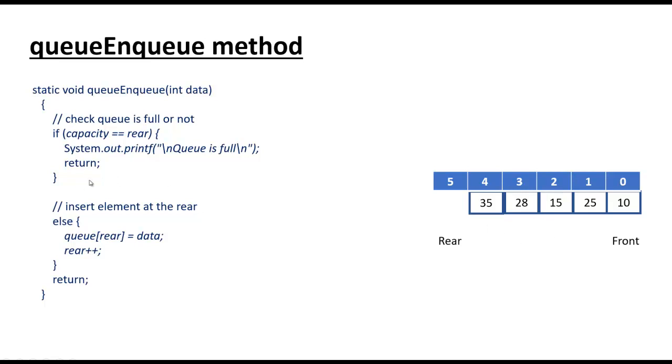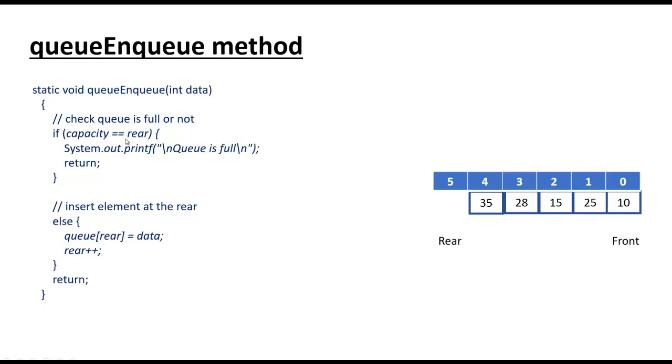Now, if the queue is not full, it will go into that else condition and put the data which we want to insert into the queue at the rear index. Suppose there is no element in the queue, the rear and the front will be pointing to the same index, the 0 index. So if 10 comes here, what will happen? 10 will get inserted at this position, and with this rear plus plus, rear will move to position 1.